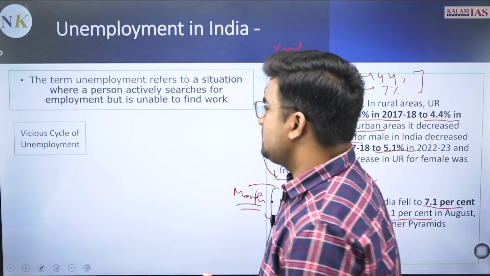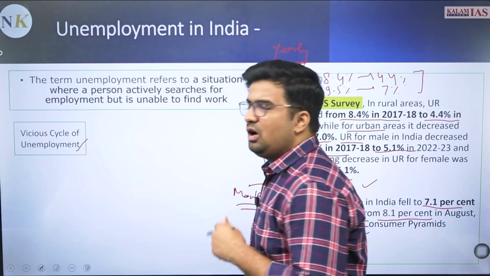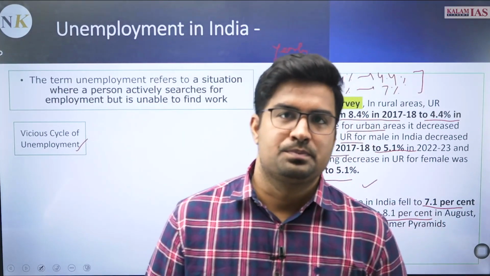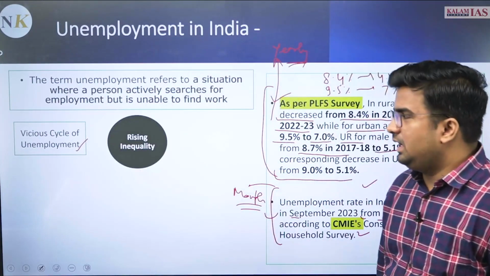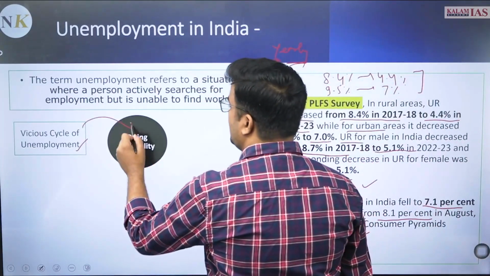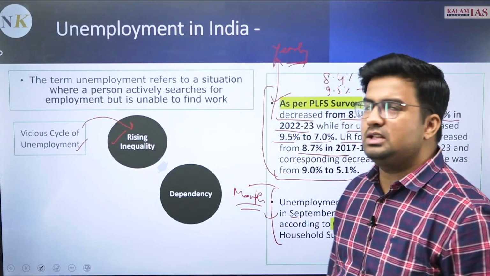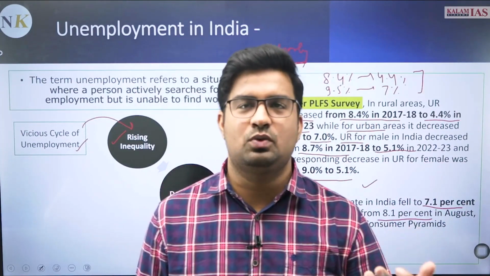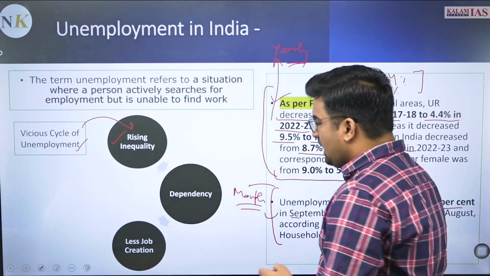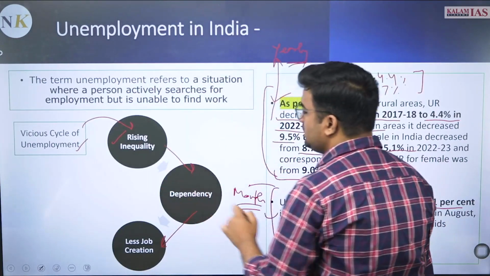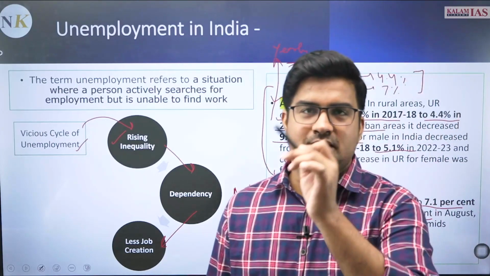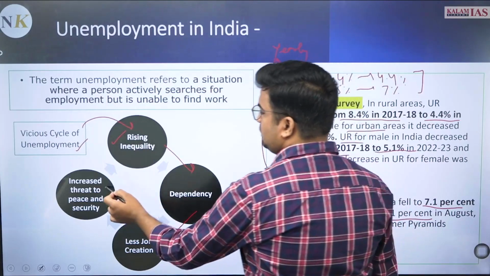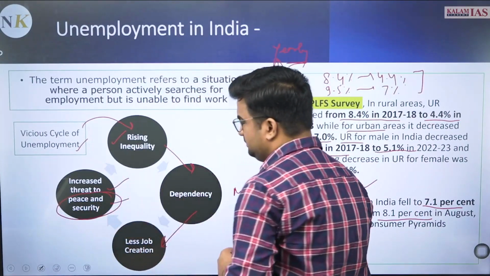The furthermore thing is the vicious cycle of unemployment, how it impacts the economy and how it impacts the people of India, that you need to know. It increases inequality, inducing rising inequality. Further, it enhances the dependency of one person on another person who is working or employed, and furthermore less job creation is another big problem. These are the vicious cycle which hampers and threatens the peace and security of the nation.